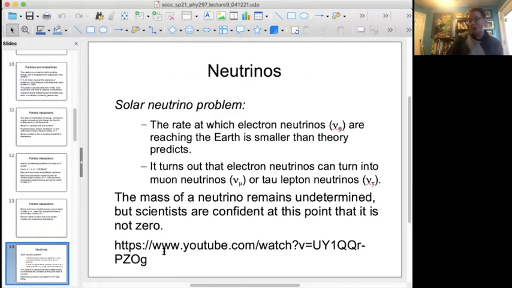And it also turns out that electron neutrinos can turn into muon neutrinos or tau lepton neutrinos. So the tau lepton is another type of lepton. And so the mass of the neutrino remains undetermined. Scientists are fairly confident at this point that it is not zero, but they believe it to be about a millionth the mass of the electron. So smaller than we can really measure at this point.